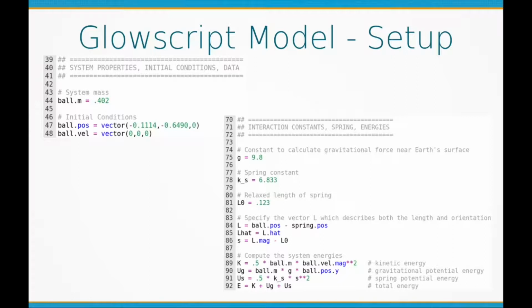So when we go to model this system, we plug in the constants we know. Over here on the left, you can see that we plug in 0.4 kilograms as the mass of our weight, and we put in the initial position from our tracker data. And we assume there's no initial velocity. Over here on the right, we plug in our gravitational constant, and the spring constant and relaxed length of the spring that we just found. Then we calculate, from our initial position, the stretch of our spring by getting the difference between the weight position and the spring's anchor point. And down here we calculate the energies based off of the initial conditions of our simulation.